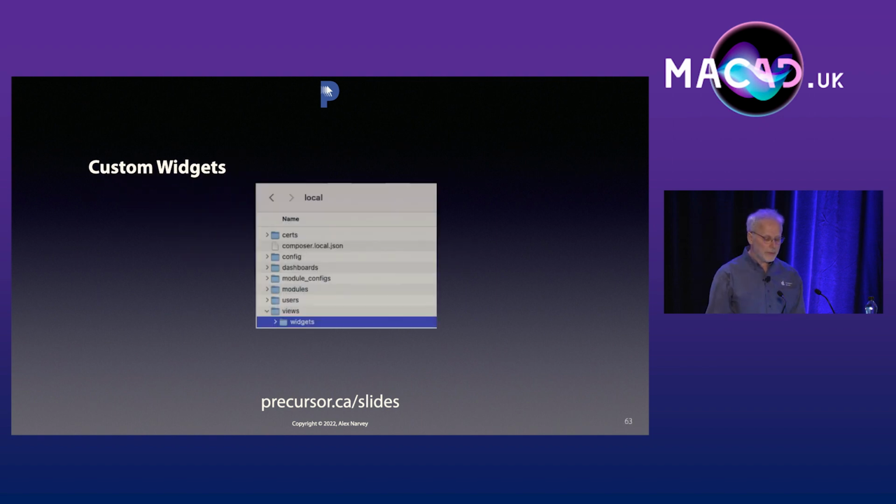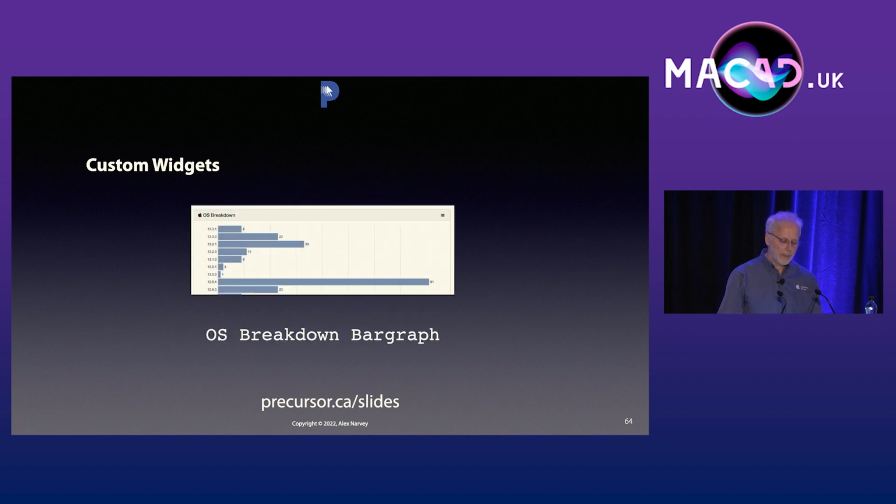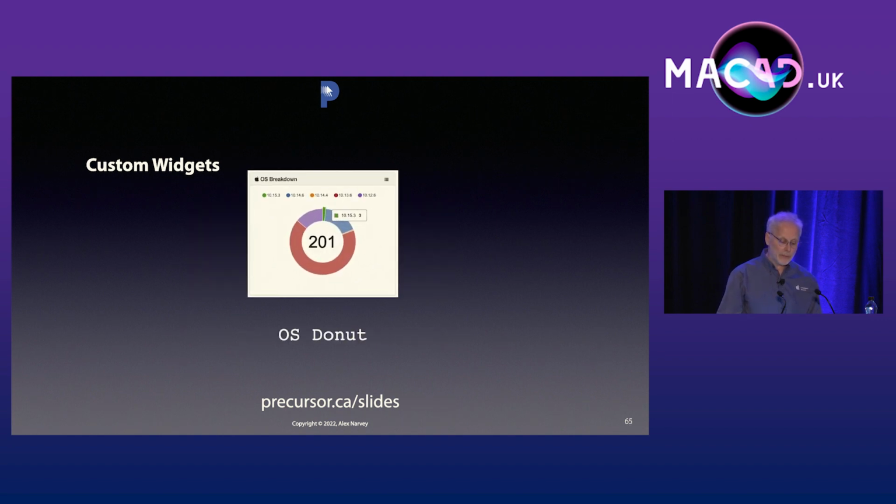You just place the custom widget in the local views widgets folder, and it's available to be called from a dashboard file. For example, MunkiReport has an OS breakdown bar graph in an official module, but I have Jamf envy, and I wanted a donut type graph similar to what Jamf has.